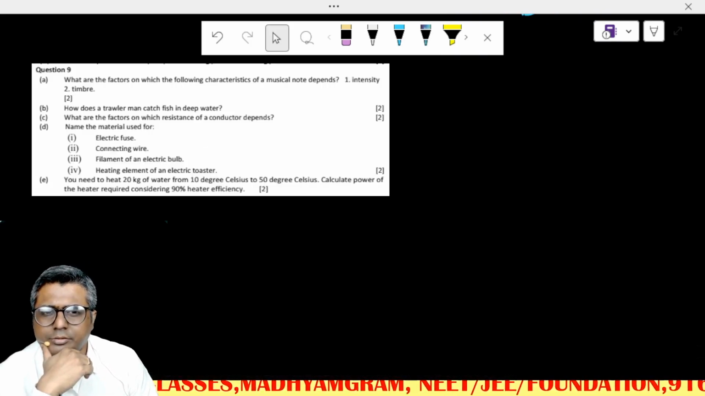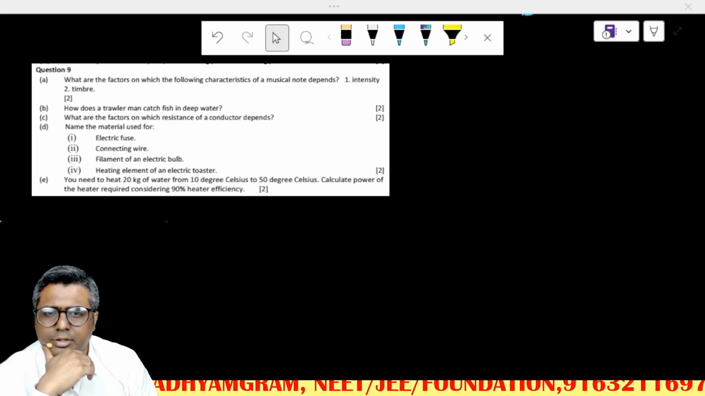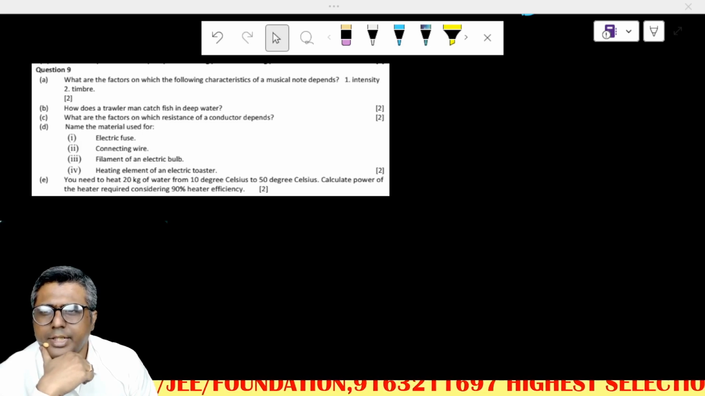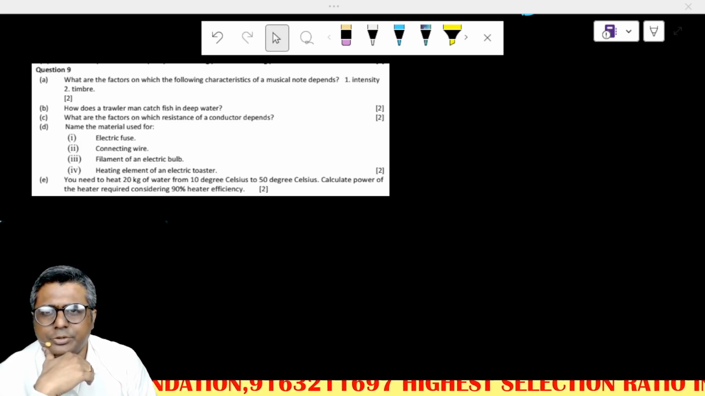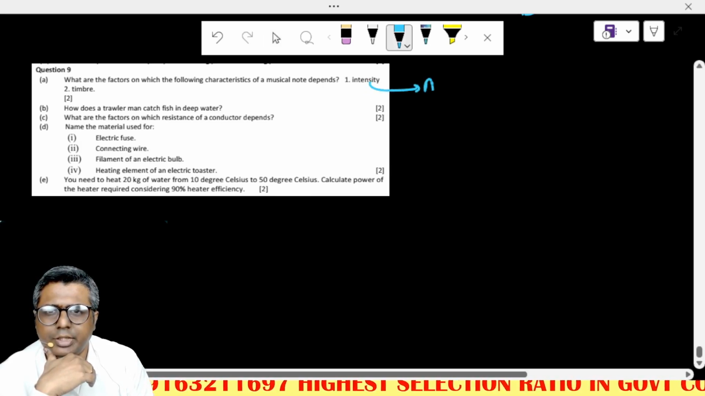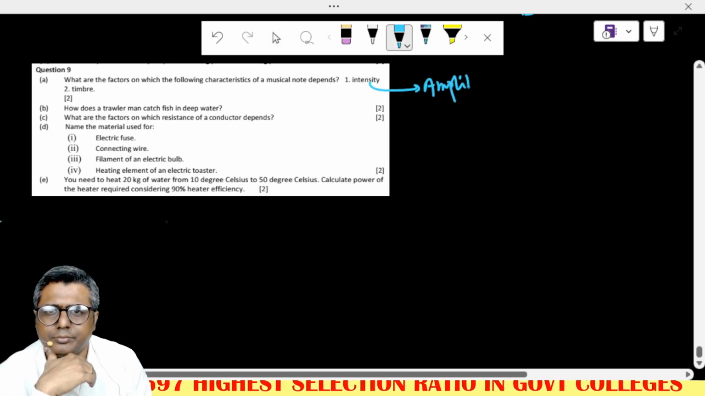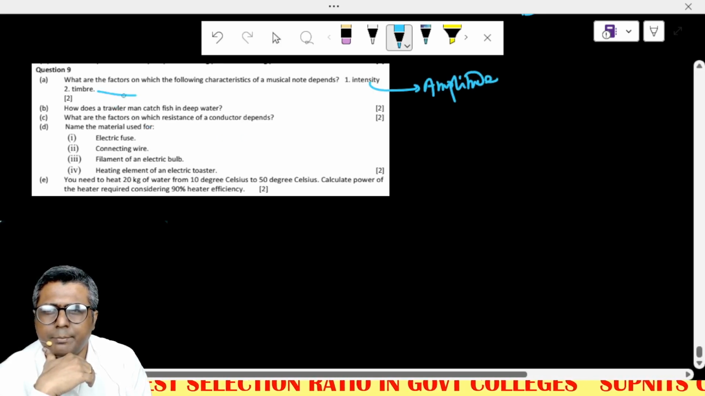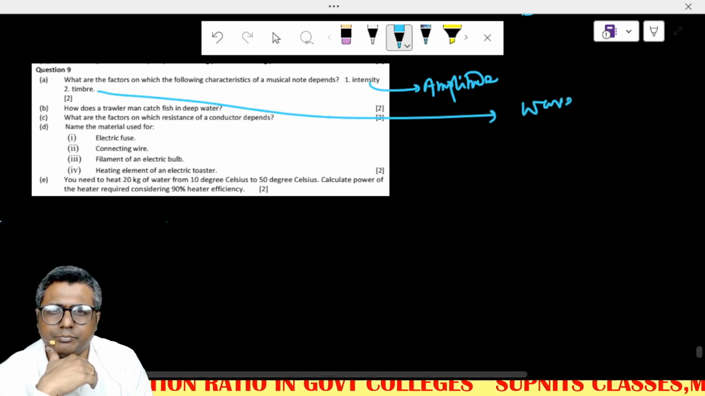What are the factors on which characteristic of musical note depends? Okay, intensity will depend on amplitude. So here intensity will depend on amplitude, and timbre will depend on waveform.